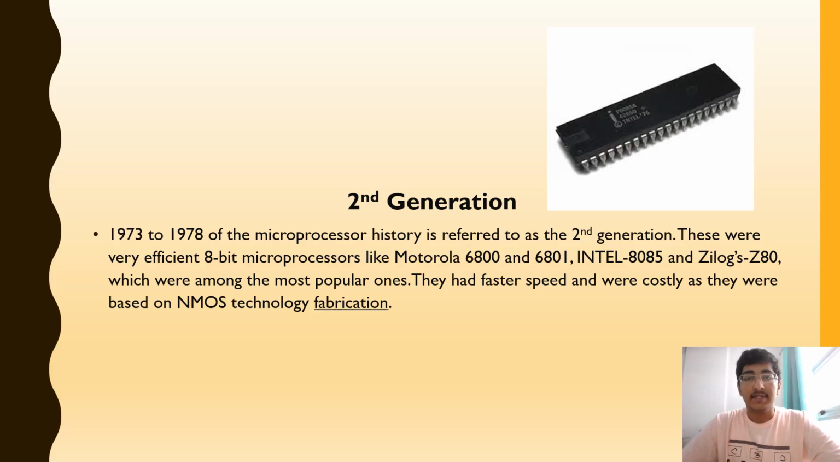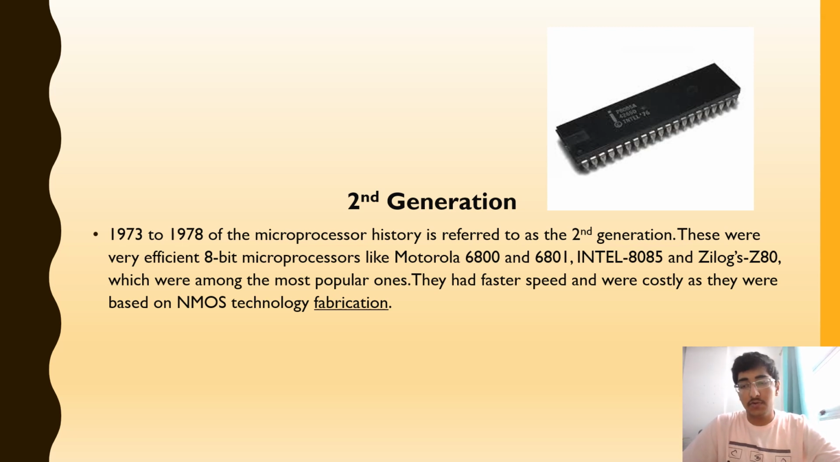Moving on to the second generation of microprocessors. This generation ranges from the year 1973 to the year 1978. This was a leap from 4-bit microprocessors to 8-bit microprocessors. Some examples are the Motorola 6800 and 6801, Intel 8085 and Zilog's Z80, which were among the most popular ones. These microprocessors had faster speed than the first generation ones, and they were costlier as they were based on NMOS technology fabrication. NMOS stands for negative channel metal oxide semiconductor. Basically, it is a type of semiconductor that charges negatively.